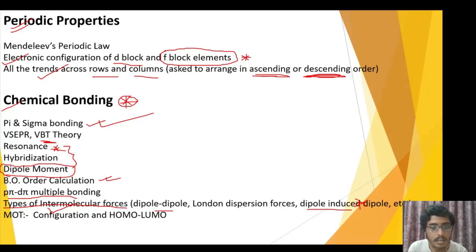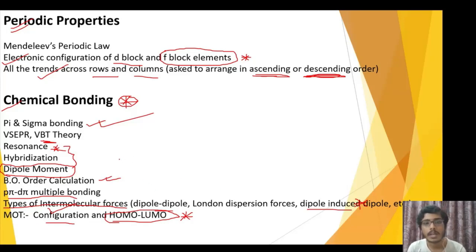Next is the MOT, or molecular orbital theory. From here, you can sometimes be asked to write the configuration, or the HOMO-LUMO concept is where questions are asked from. So from chemical bonding, mainly your VBT theory, VSEPR theory, resonance, hybridization, dipole moment, your intermolecular forces, and this HOMO-LUMO concept of molecular orbital theory is important from our WBJEE point of view.